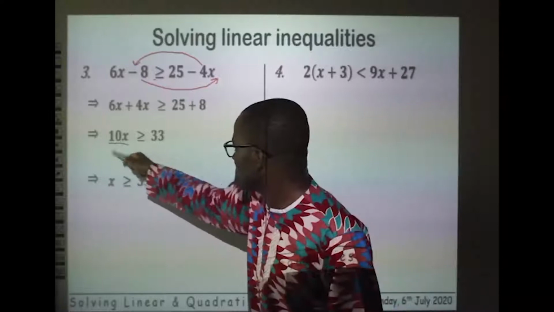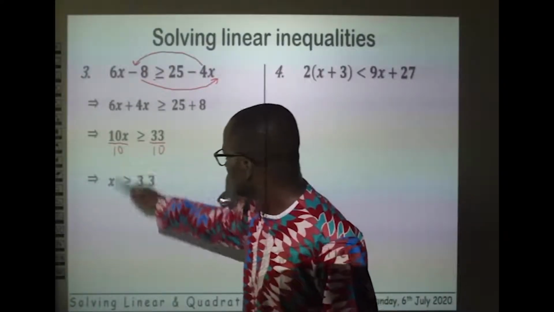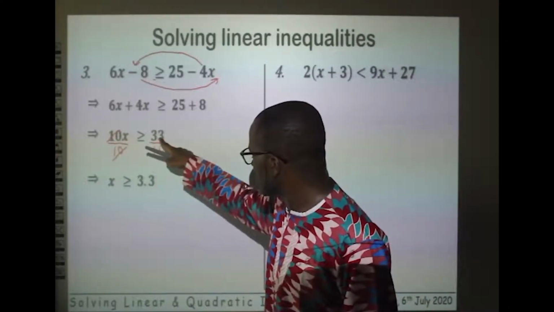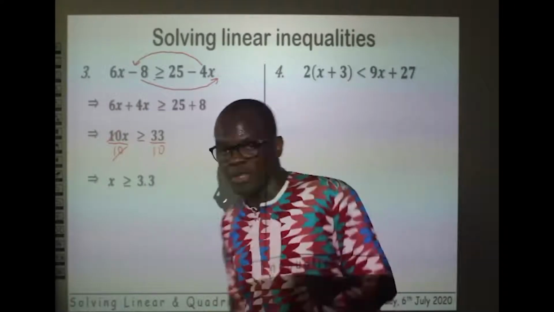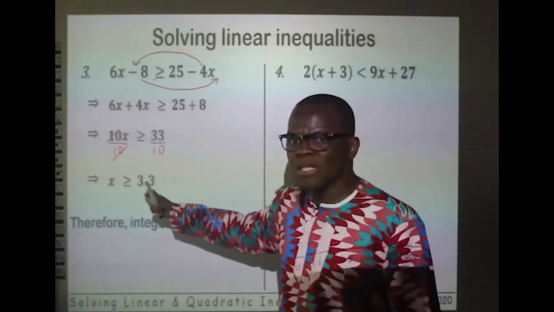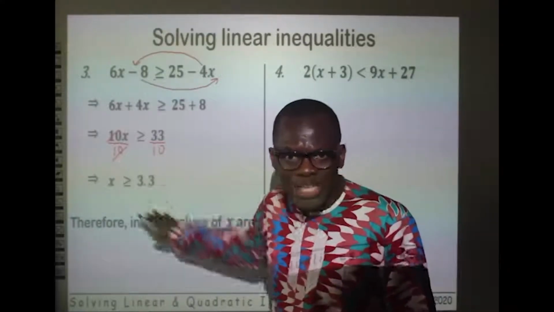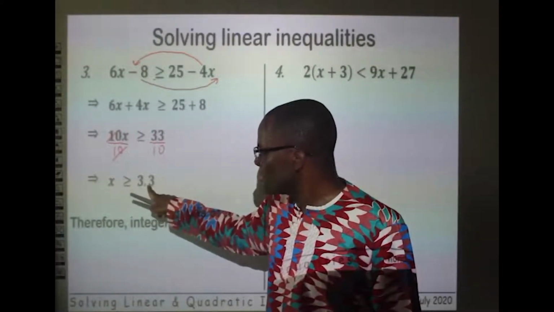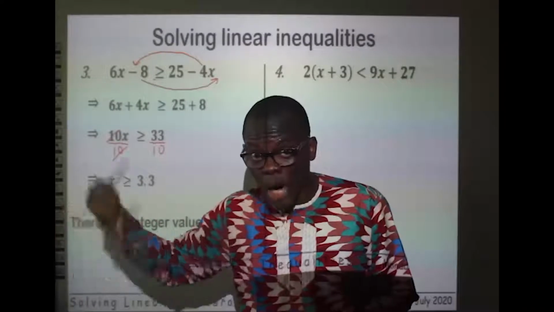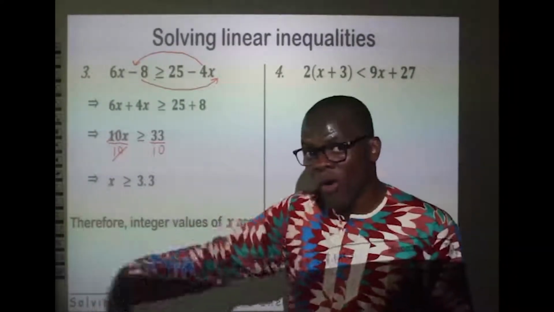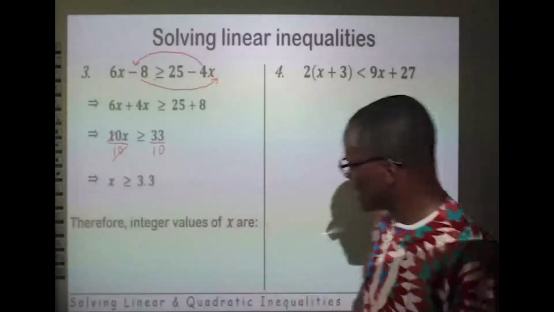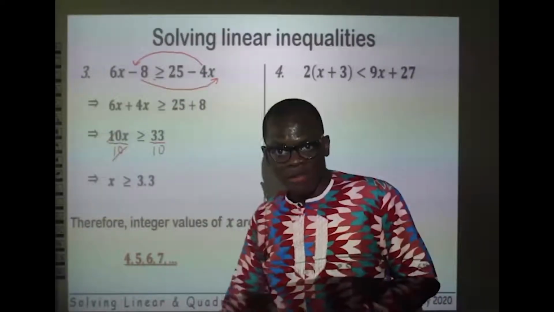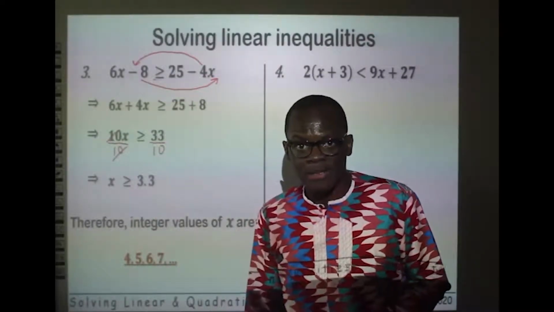Okay, so if 10x is greater than or equal to 33, to get x, you divide both sides by 10. So the 10 cancels, and you have the x on the left hand side is greater than or equal to 33 divided by 10 gives you 3.3. But then, 3.3 is not a whole number. It's not an integer. Alright? So, if you're looking at the next integer, which is greater than 3.3, it will be what? Integer, remember? A whole number. It will be 4, 5, 6, 7, and so on. Exactly. So, these are the integer values that will satisfy that given linear inequality. Alright? So far so good.